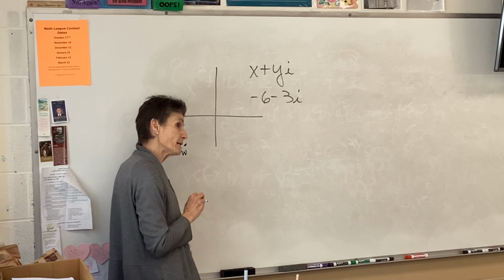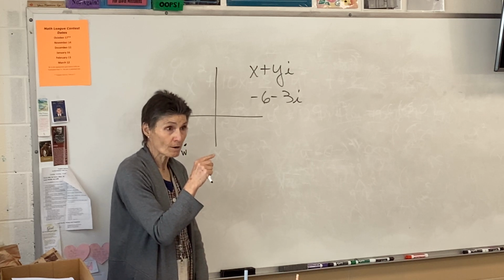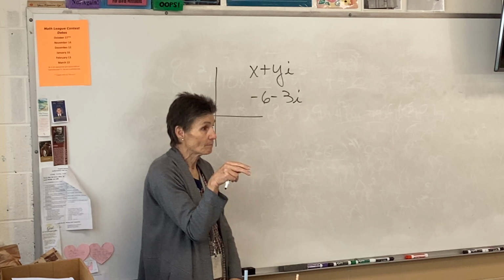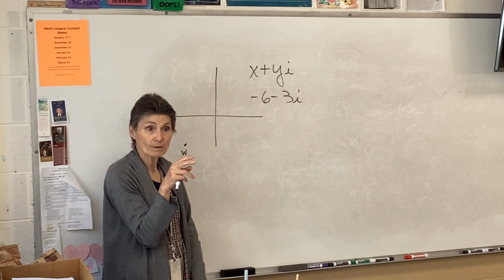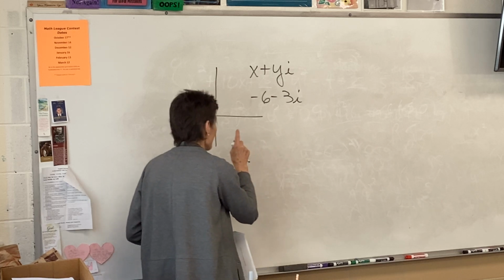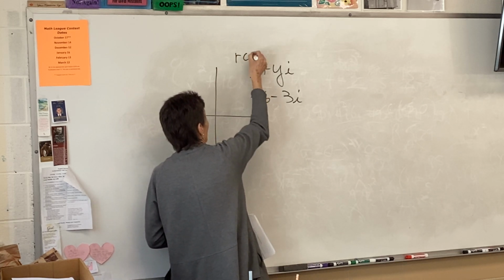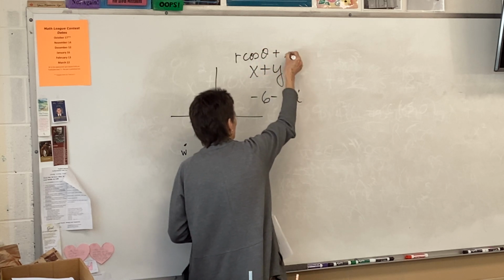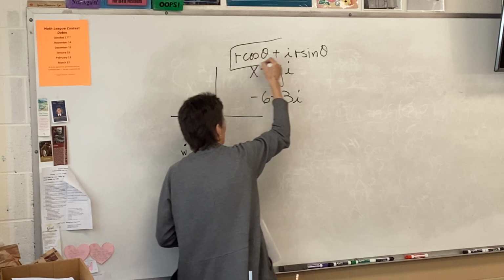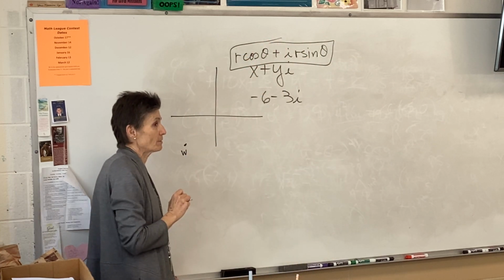Now, if you're going to write it in polar form, you have to know an R and a theta. Remember, rectangular is XY. Polar is R theta. So, if we think about this for a minute, we know that X is R cosine theta, and Y is R sine theta. So this is going to be my polar form, but I got to figure out what the R and the theta are.